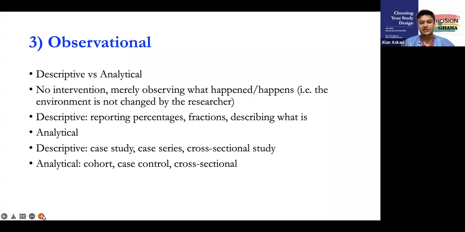Examples of descriptive studies are case studies, case series, and cross-sectional studies. Now, cross-sectional studies, you may see that I've got it in both groups.